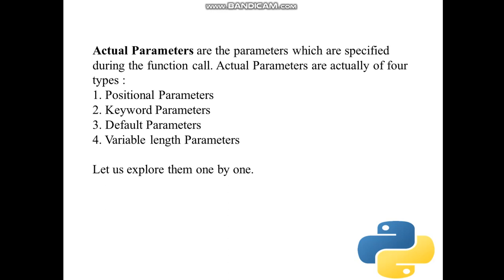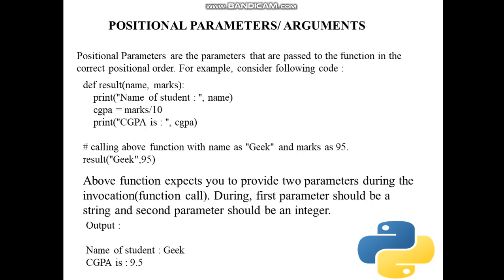Next is actual parameters. Actual parameters are the parameters which are specified during function call. Actual parameters are actually of four types: positional parameter, keyword parameter, default parameter, and variable length parameter. Let us explore them one by one. First is positional parameters, or we can call it a positional argument.